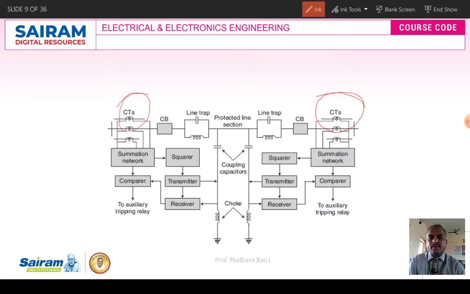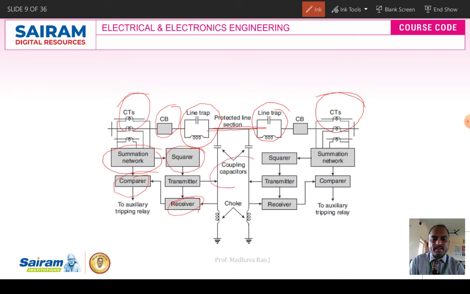In between we have the circuit breaker and line trap, and the protected line is connected between these two line traps. Here we have a summation network, comparator, squarer, transmitter and receiver. It is like a transmitter-receiver protocol system. Here we have two coupling capacitors and a choke coil. In between, there is no need to carry the pilot wire along the entire system.